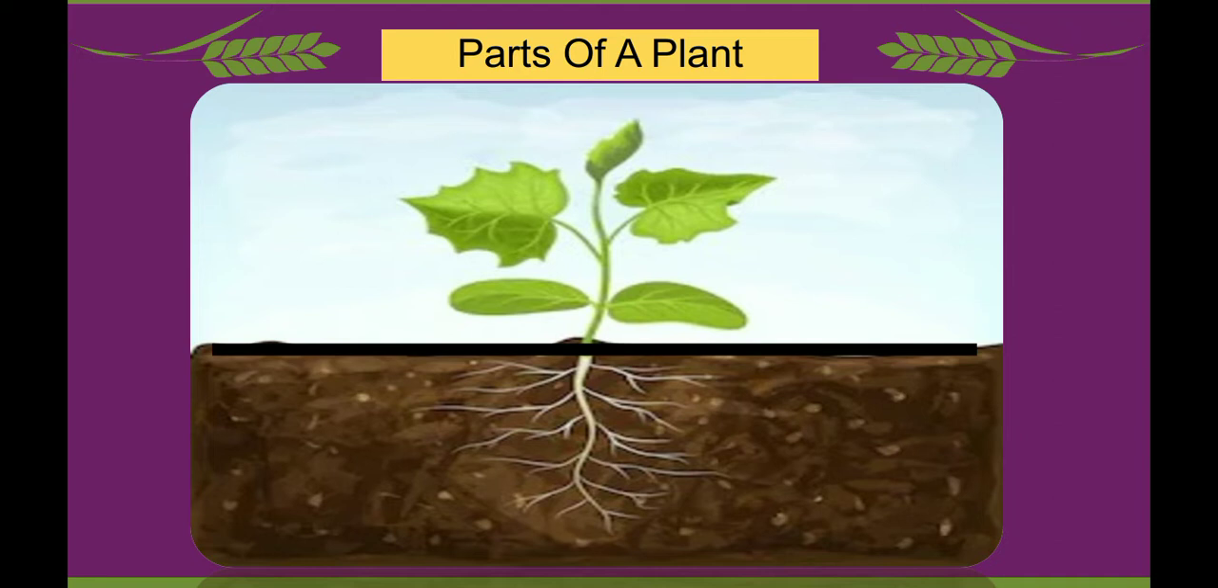A plant has two main parts. They are the root and the shoot. So root is the part which grows under the soil, and shoot is the part which grows above the soil. So under the ground, roots will grow. Above the ground, shoot will grow.